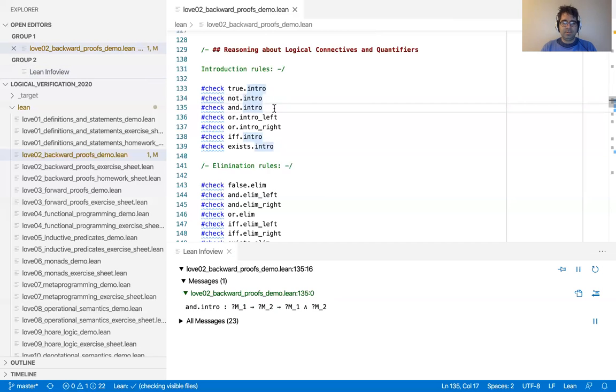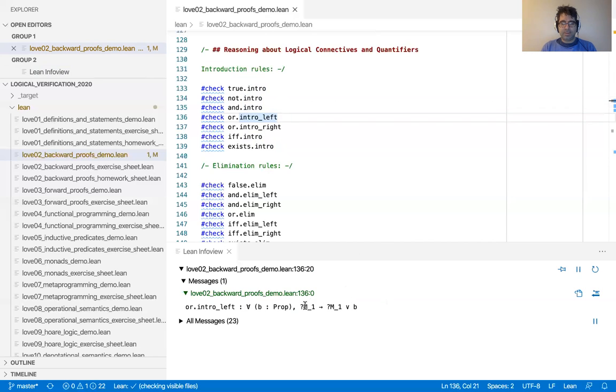Then there's and, which is if you want to prove A and B, you have to provide A and you have to provide B. I'm giving it better names. I don't want to pronounce question mark M1 and so on, right? Or is like this. So you have or left and or right.